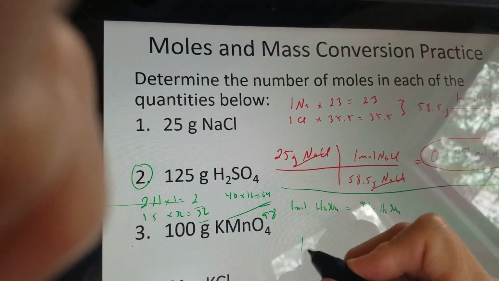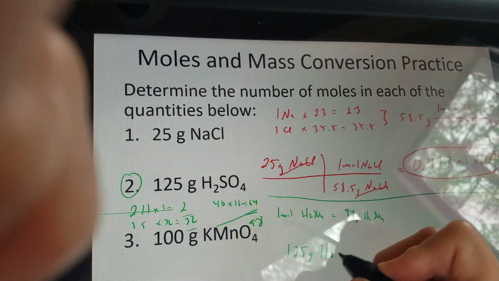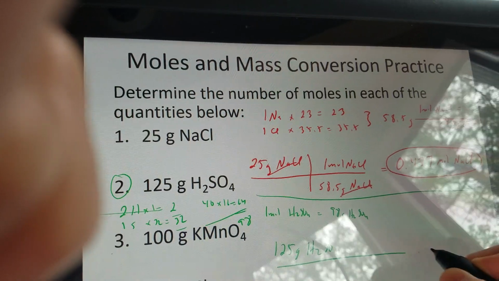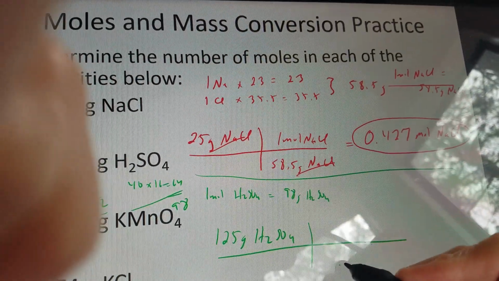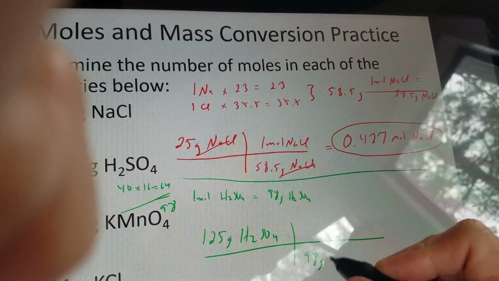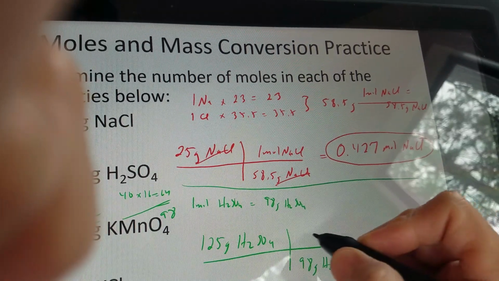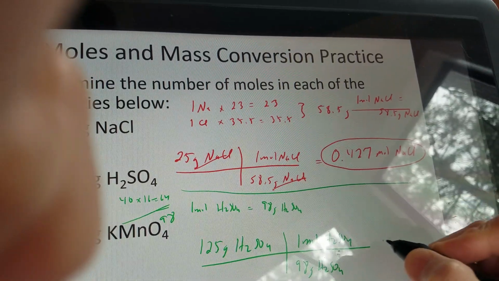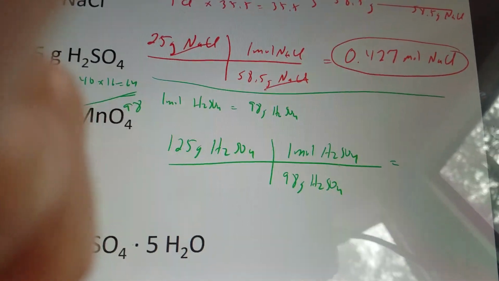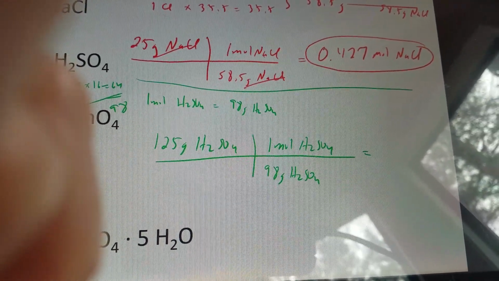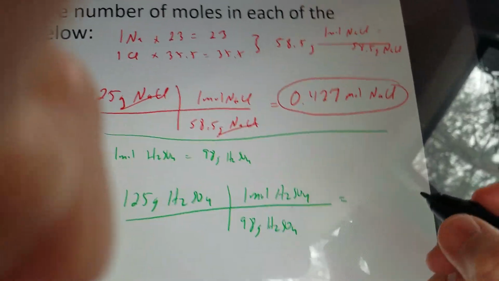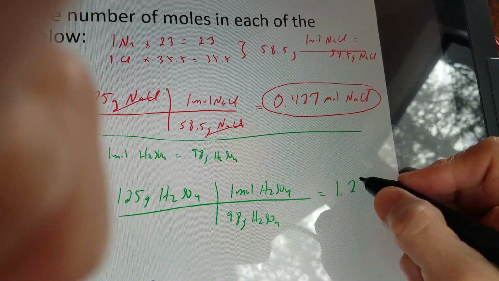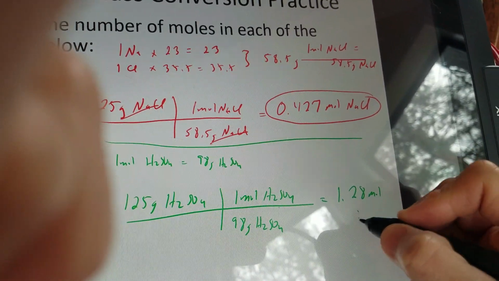So I'll start off with the 125 grams that they gave me. Put my grams on the bottom, so that'll cancel. That's my gram formula mass. That's equivalent to 1 mole, which will go on the top. And now the rest is just plugging into your calculator. So I'd say 125 divided by my 98, and I would get 1.28 moles of sulfuric acid.